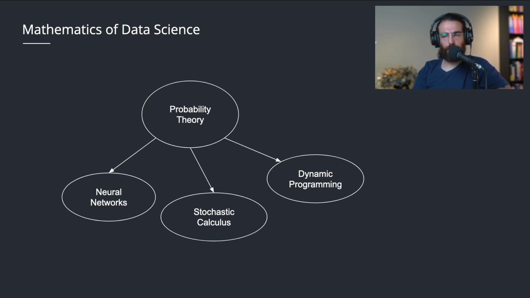Dynamic programming doesn't have anything to do with computer programming. Dynamic programming is the branch of mathematics used in reinforcement learning. So reinforcement learning at its core implements ideas from dynamic programming. And then there is stochastic calculus, which borrows ideas from calculus and probability theory, and this is a central branch of mathematics in finance. And then, of course, neural networks. So it's good to know this, whenever you come across a topic, to know what the prerequisites are.